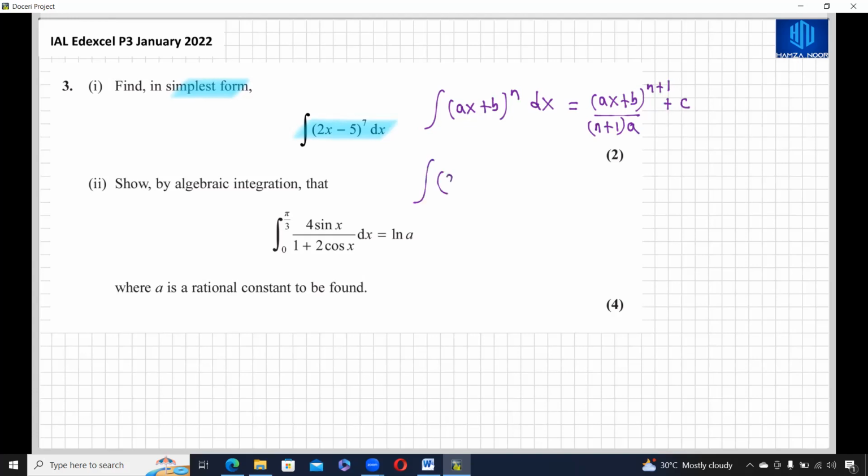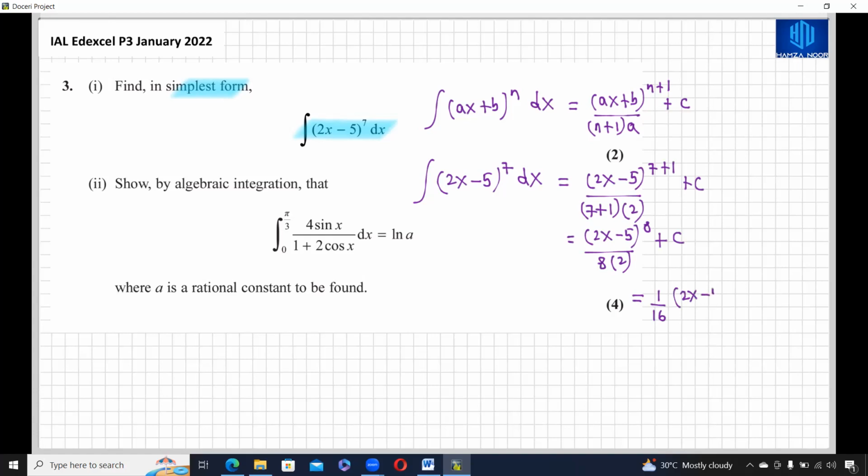In this case, we are given (2x − 5) to the power 7, and we need to integrate this with respect to x. So therefore, (2x − 5) to the power 7 + 1, upon 7 + 1, and this 7 + 1 is multiplied by 2, and then plus c. So therefore, (2x − 5) to the power 8 divided by 8 times 2, and then plus c. So we can say that 1 over 16 into (2x − 5) to the power 8, and then plus c. This is our answer to part 1.